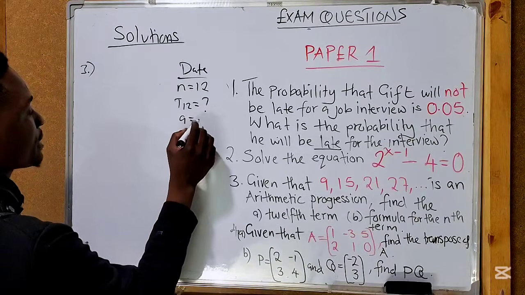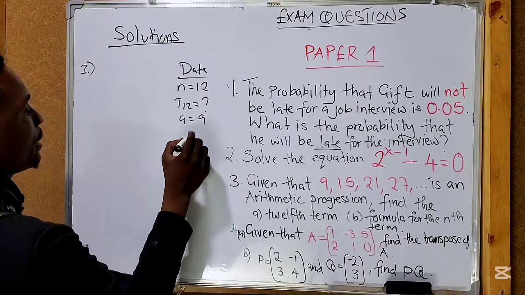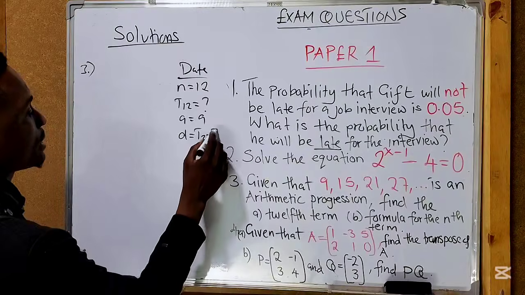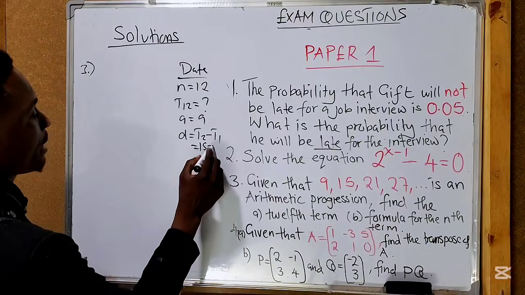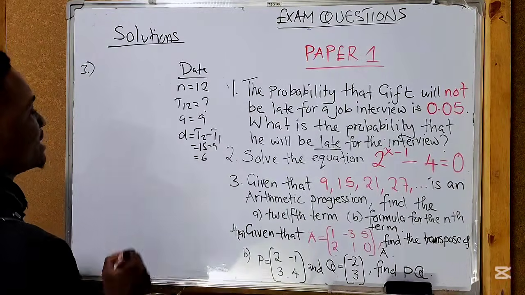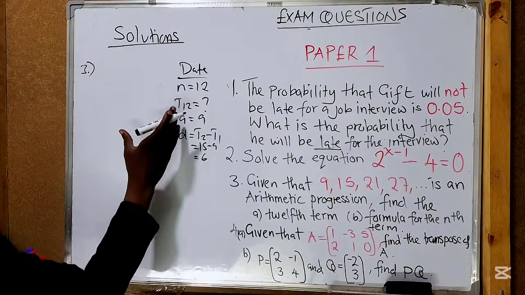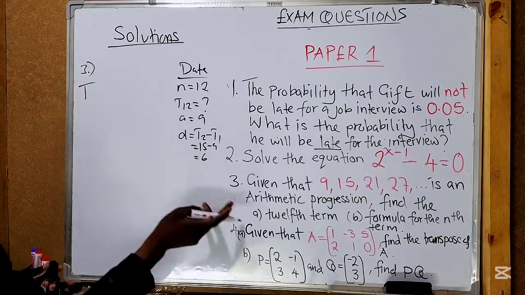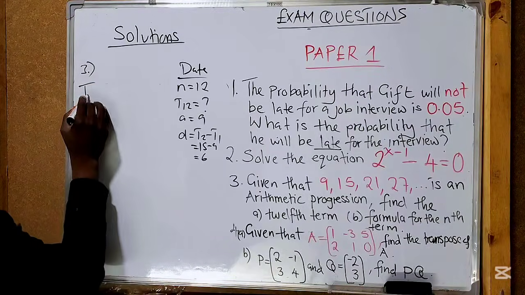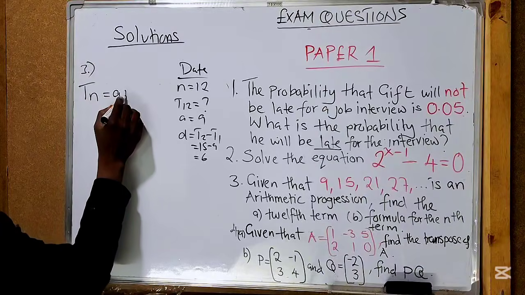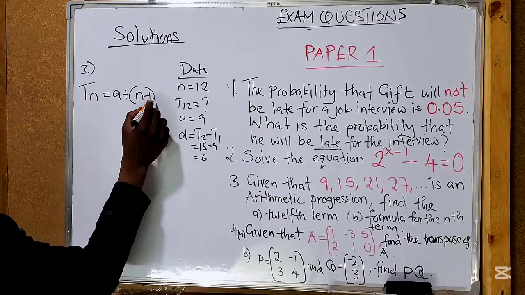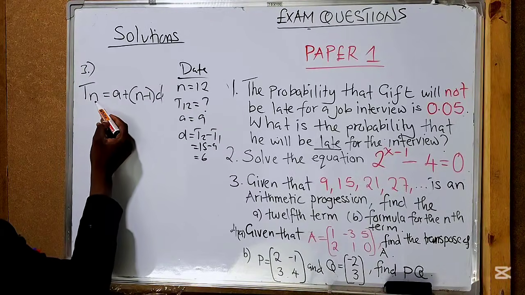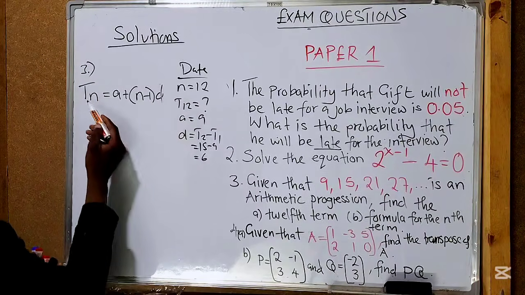What is the first term? The first term is 9. What's the common difference, which is D? Common difference, it is T2 minus T1. So T2 is 15 minus 9, which is just 6. All right. Why am I doing this? Oh, this is A. Why am I doing this? Because the formula for calculating nth term of an AP is given by Tn is equals to A plus open bracket n minus 1 close bracket D. All right. So we need Tn, which is T12, we don't know. N is 12.